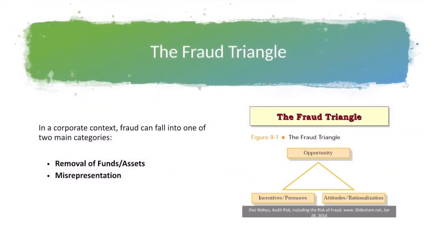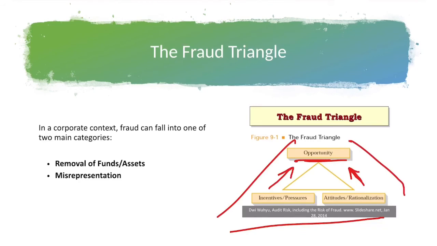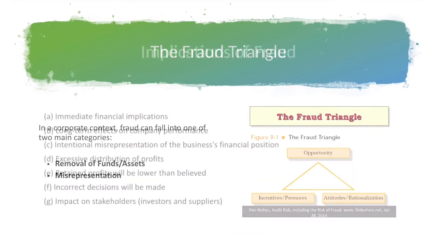So the fraud triangle, you can see that how does the fraud happen. So first of all, there should be an opportunity, and then together with that there should be an incentive. If someone is looking an opportunity and incentive to be rewarded in some way, and then their attitude and their moral values. So you can see if it is a combination of all these three things, that will lead to the fraud. Fraud can fall into one of the two main categories. It can be either removal of funds or assets or misrepresentation of the data. Both can be considered as fraud.